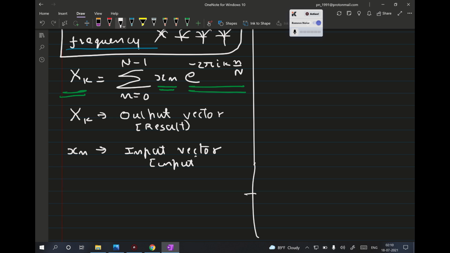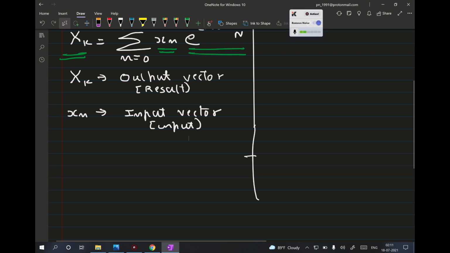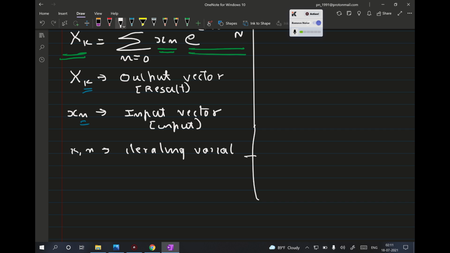Input. Now we have the small subscripts, small k and small n. These are the iterating variables to carry out the summation.